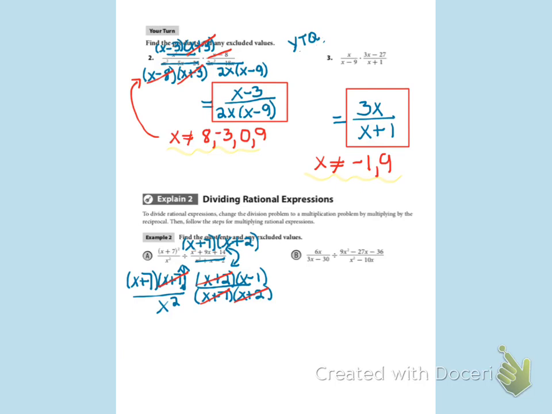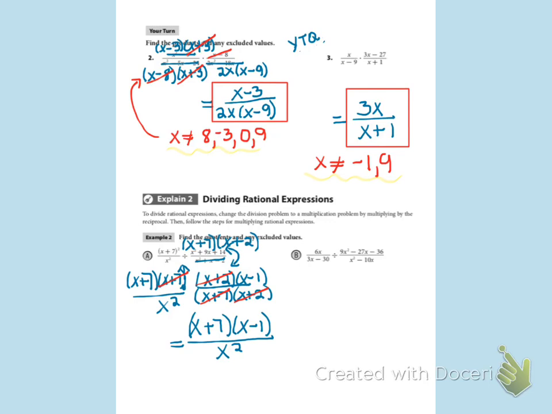And so what's left on the numerator is the x plus 7 and an x minus 1. And what's left on the denominator is simply that x squared. So that's our quotient between those two. And now we just have to identify the values that would make this undefined.